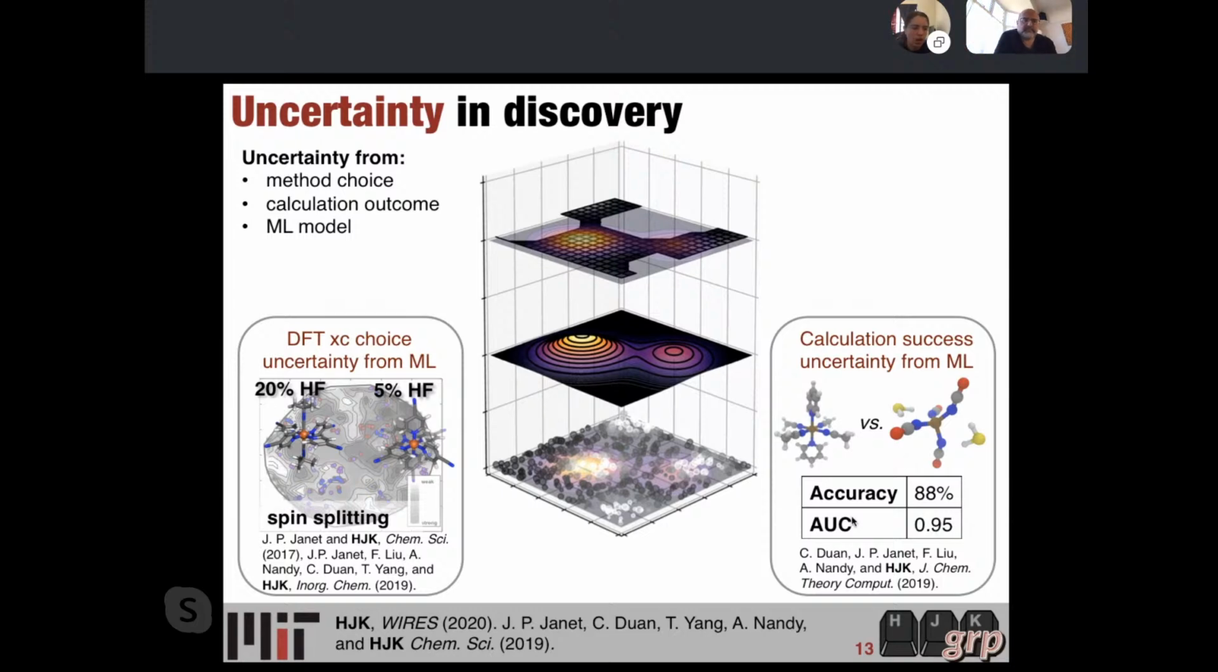And we have unpublished work that I haven't added in where we're looking now at going to the second row, so going to 4d metals, and what the range of transferability is between 3d and 4d metals, and what some of the challenges there are. But for the first row, I'd say we're pretty diverse.